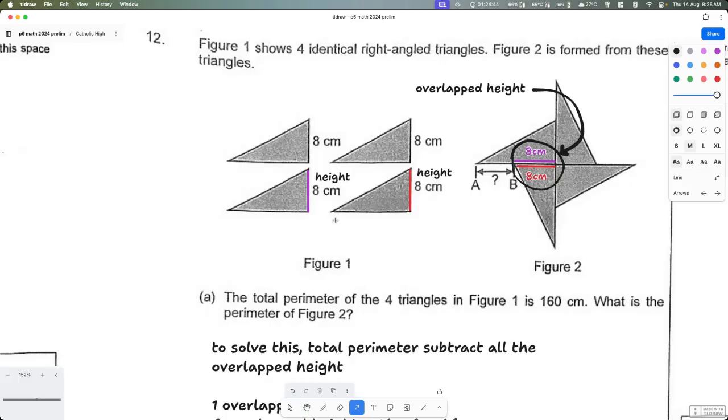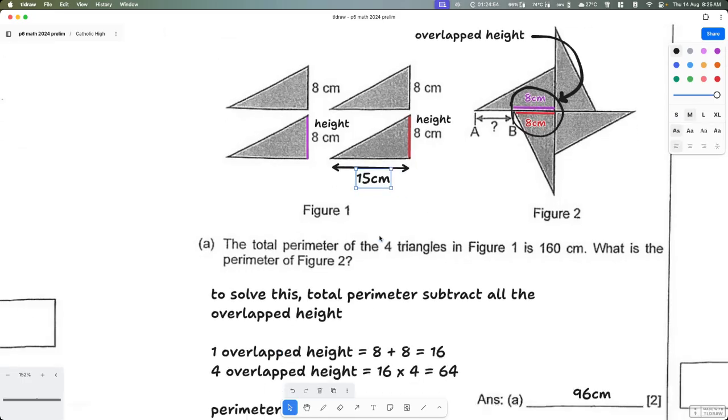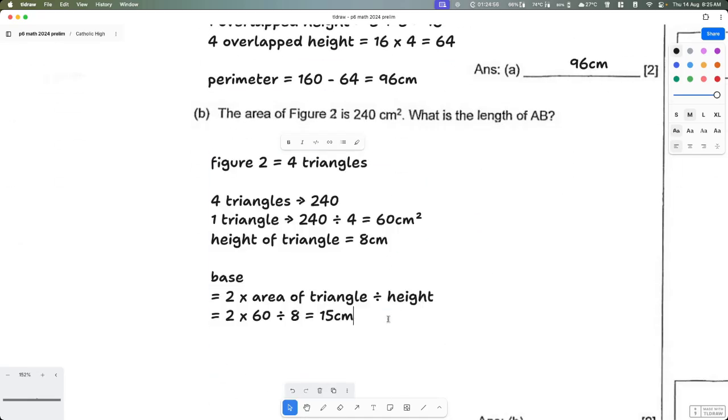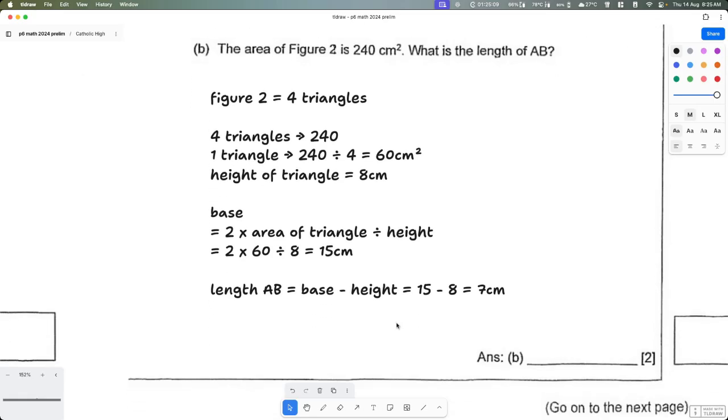So we know that this over here is 15 centimeters, right? So AB is basically the base minus the height. Length AB is equal to base minus the height, which is 15 minus 8, equal to 7 centimeters. There you go, that's the answer. 7 centimeters. All right, perfect.